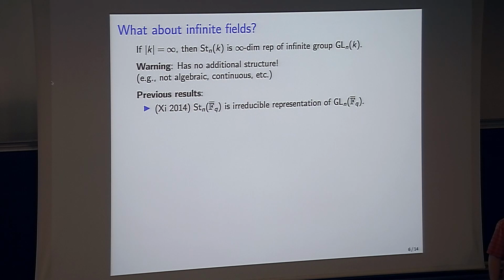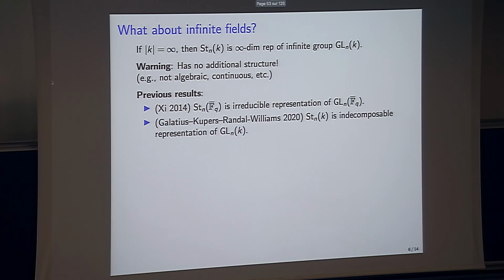Remember I told you that Steinberg proved that the Steinberg representation over a finite field is irreducible. The algebraic closure of a finite field is a union of finite fields, right? So in 2014, Zhang was able to use that, as a limit of the finite dimensional ones, to show that St_n(F_q bar) is an irreducible representation of GL_n(F_q bar).